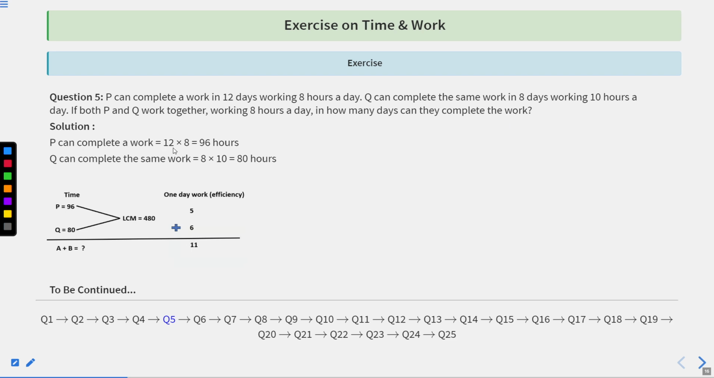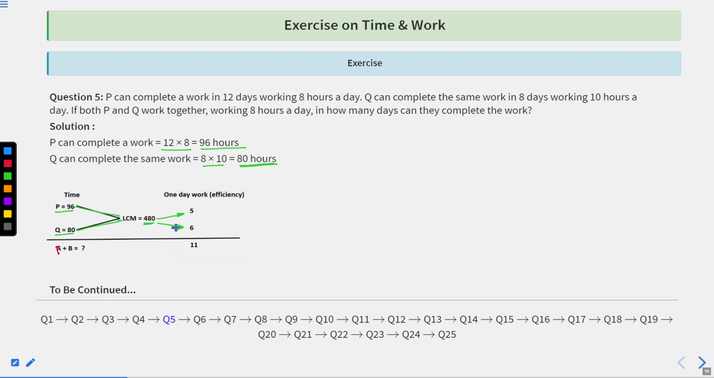So P can complete a work in 12 into 8, that is 96 hours, and Q can complete the same work in 8 into 10, that is 80 hours. So P is equal to 96, Q equal to 80. So the LCM of these two is going to be 480, and the 1 day work efficiency of P will be 480 upon 96, that is 5, and Q is 480 upon 80, that is 6.